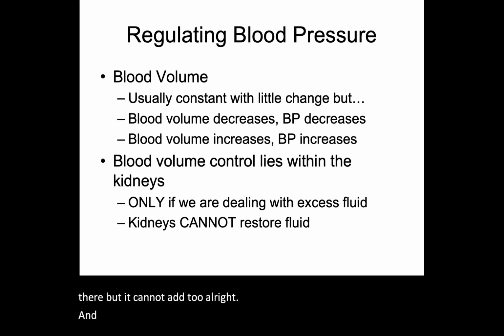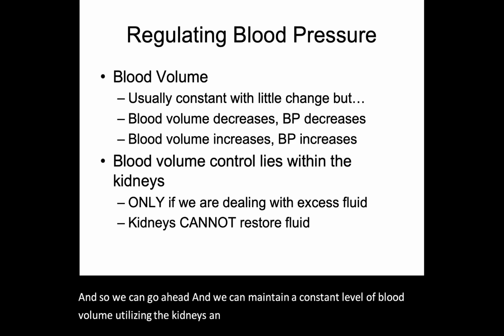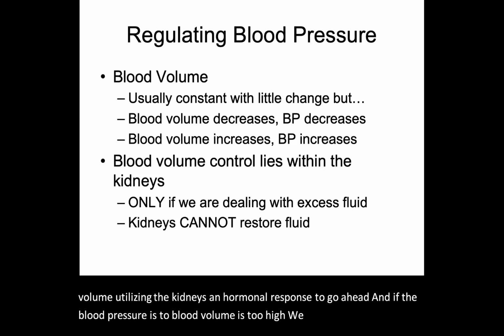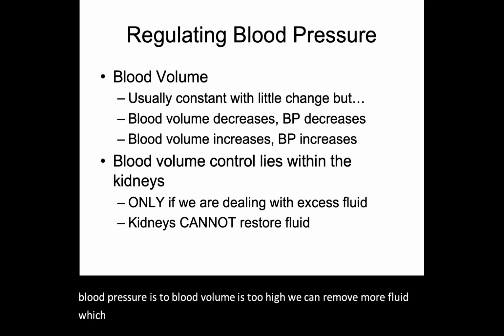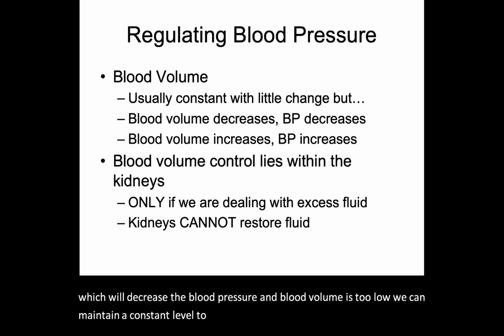We can maintain a constant level of blood volume utilizing the kidneys and hormonal response. If blood volume is too high, we can remove more fluid, which will decrease the blood pressure. Right? And if blood volume is too low, we can maintain a constant level to stabilize the blood pressure and possibly increase it through other mechanisms.